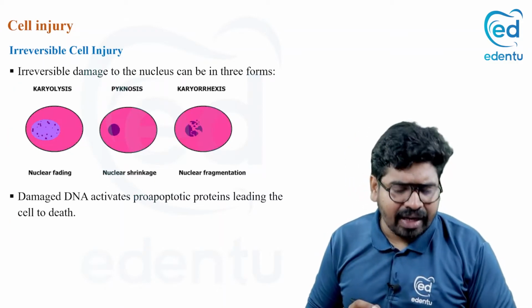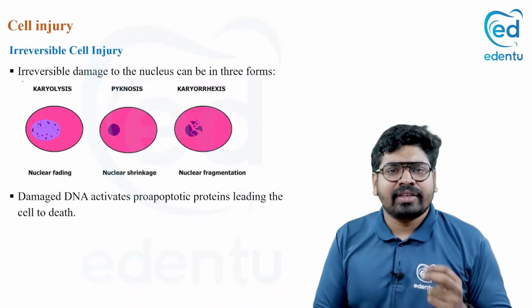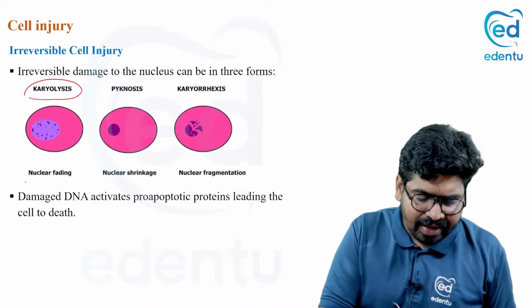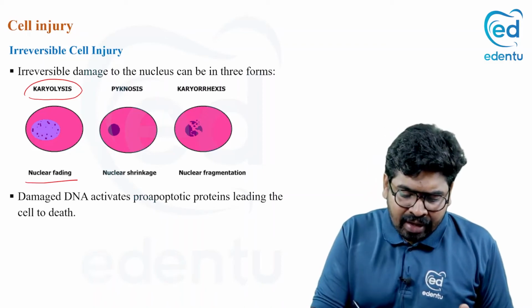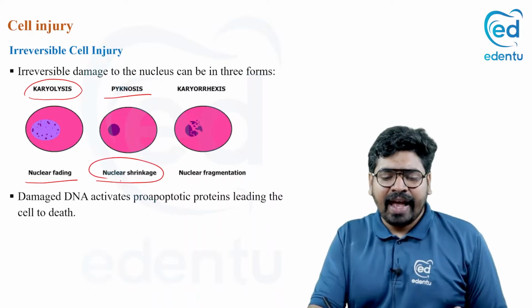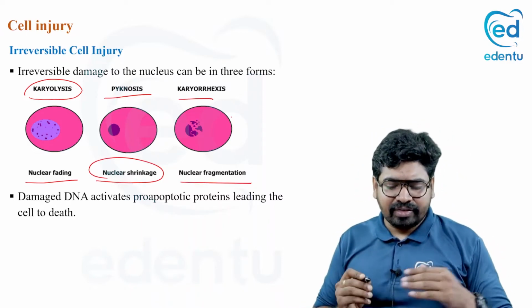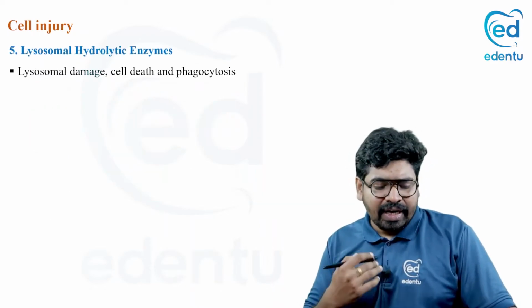Now see what nuclear damage is occurring. The irreversible damage to the nucleus can occur in three ways. One is karyolysis, meaning the nucleus is lysed into small fragments. Pyknosis means nuclear shrinkage, and karyorrhexis is when the nucleus is fragmented. All these can result in damage to your nucleus or your DNA.